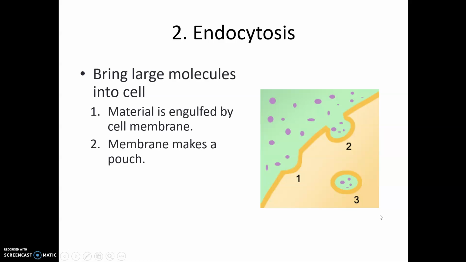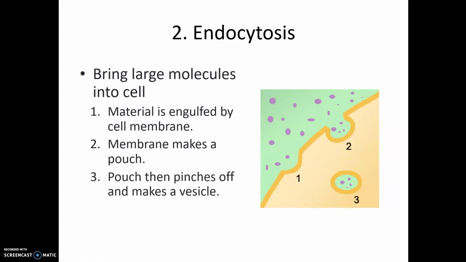So endocytosis is to bring large molecules into the cell. This is kind of like you eating food, for an example. This material is actually engulfed by the cell membrane, and the membrane makes a pouch. So you can see here, this is kind of stage one. It's like, oh, these purple things would probably be better inside the cell. So it makes this little divot, this little pouch, and then it closes off. And the cytosis comes from that cytoplasm kind of sucking it up.